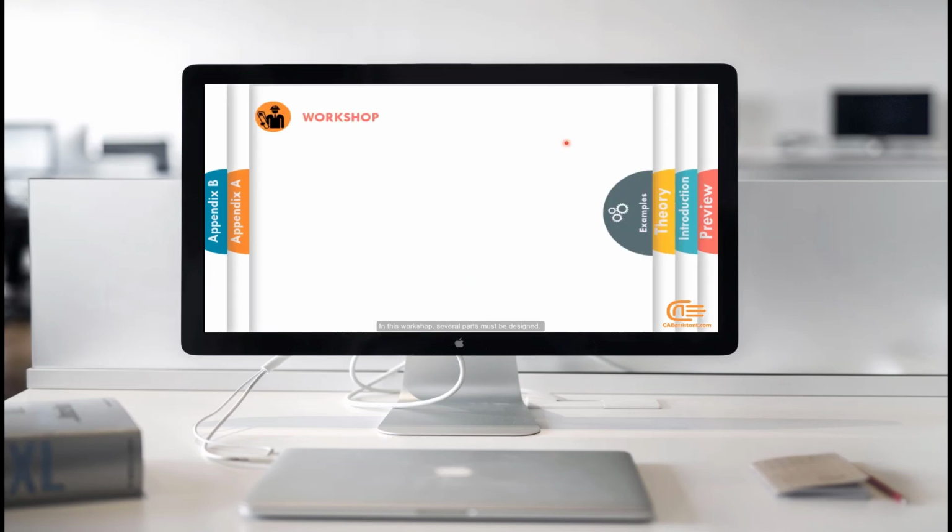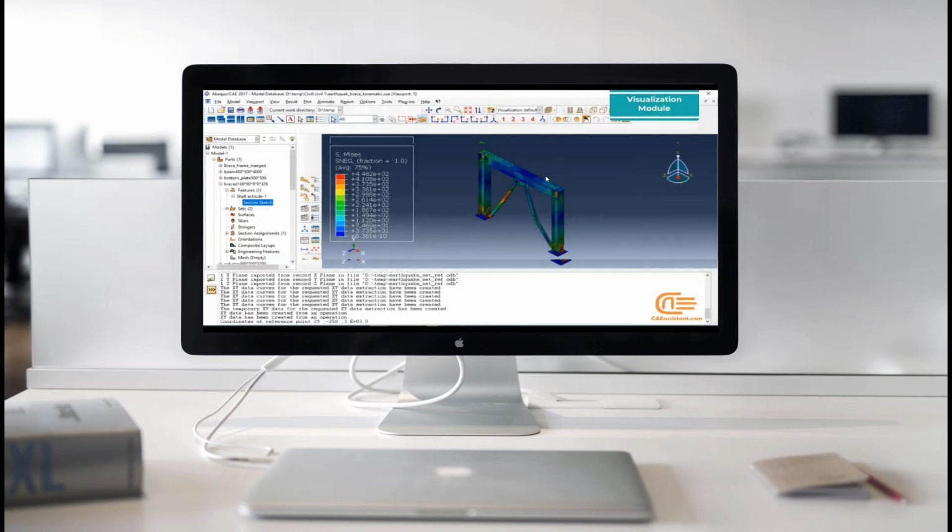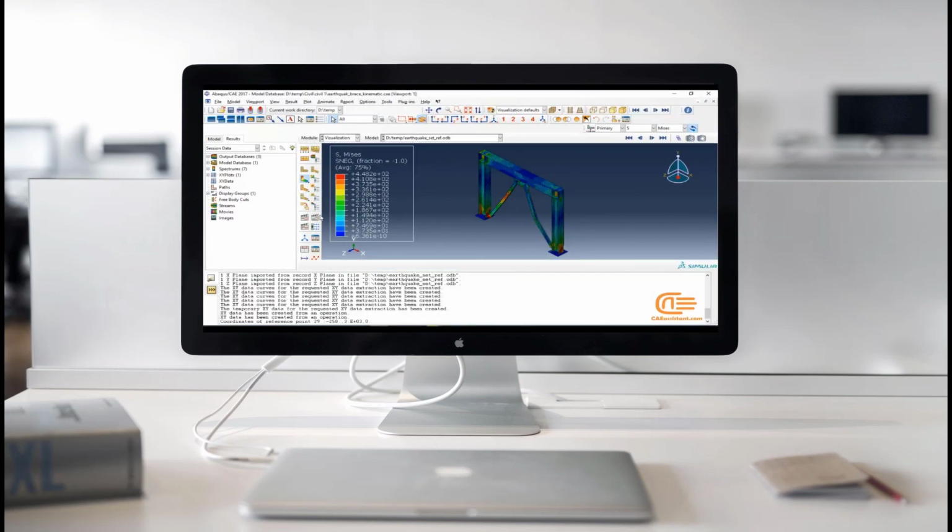In this workshop, several parts must be designed. So in the table, we will have 2 separate H-beams with the following geometric dimensions. Here, result of our simulation.